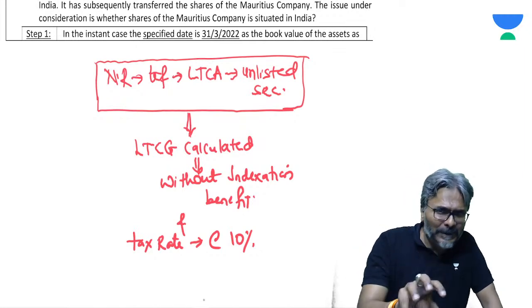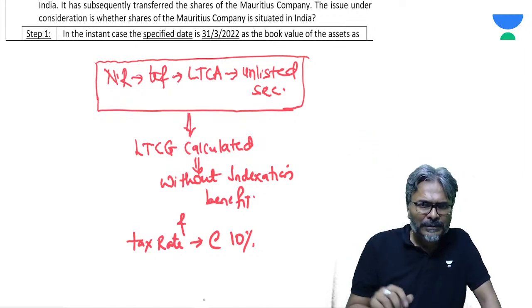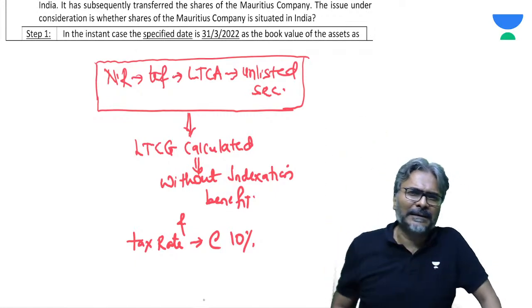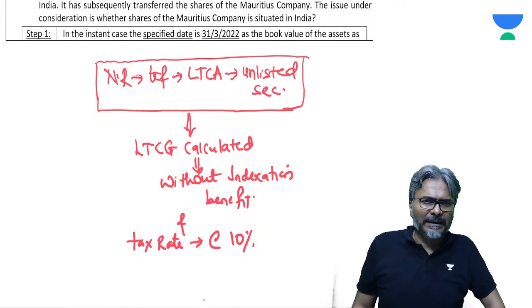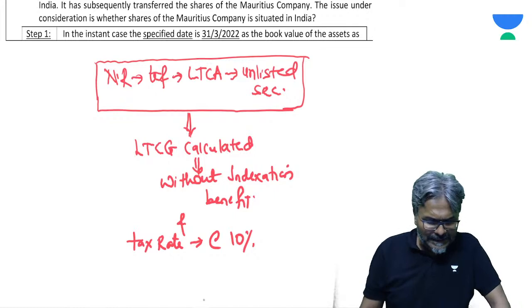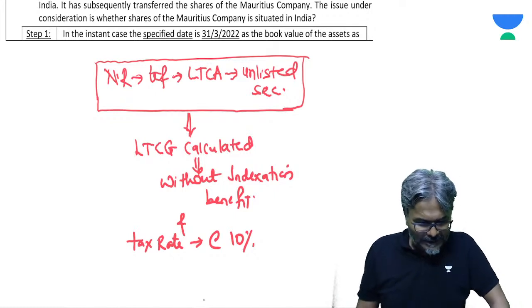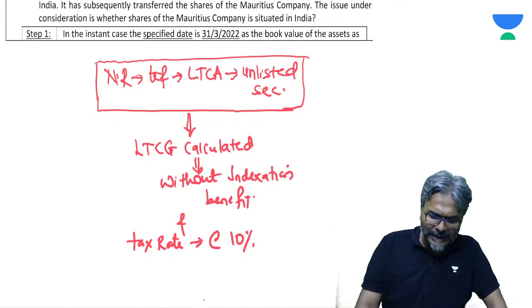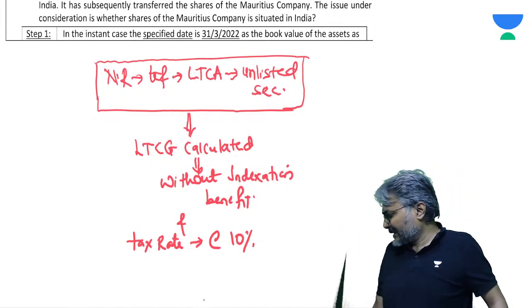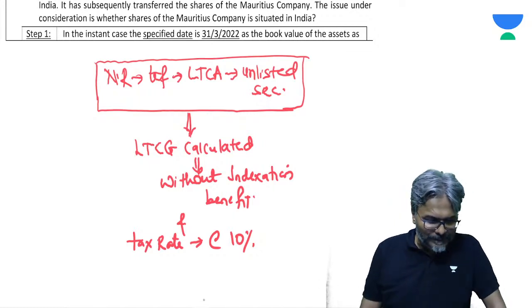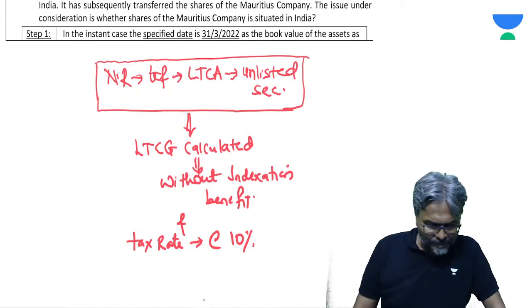For that only we are calculating the capital gains. So the capital asset is the shares of the Mauritius company. So the shares of the Mauritius company which you have transferred, so far as India is concerned, is it listed or unlisted? And the answer is it is unlisted. From Indian perspective, it is unlisted. And because it is unlisted, therefore the long-term capital gains will be computed without providing the benefit of indexation, and the rate would be 10%. I hope that all of you are clear with this one now. Ashwini, are you clear with this particular point now?